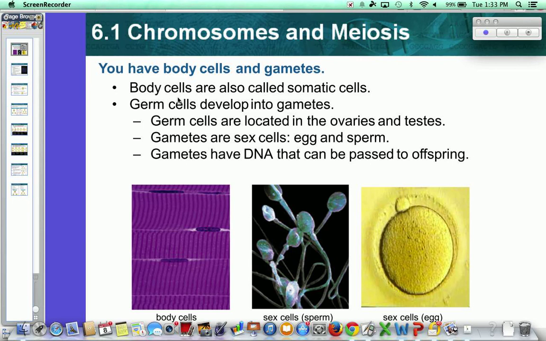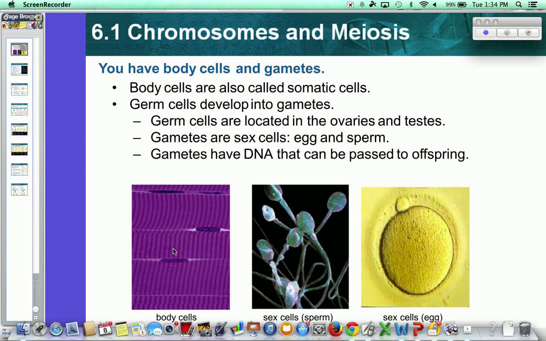All right, so here's some information that you definitely need to know. Body cells, which go through the process of mitosis, we talked about skin cells and brain cells and heart cells and so forth. Those are called your somatic cells, and they do mitosis. Germ cells, which are also called your gametes, which is also known as the egg and the sperm, egg if you're female, sperm if you're male, are located in the ovaries for the egg and the testes for the sperm. And they all have unique DNA, and the DNA gets passed on from parent to offspring. That's what we're going to look at right here.